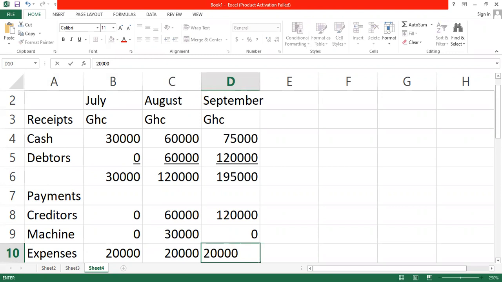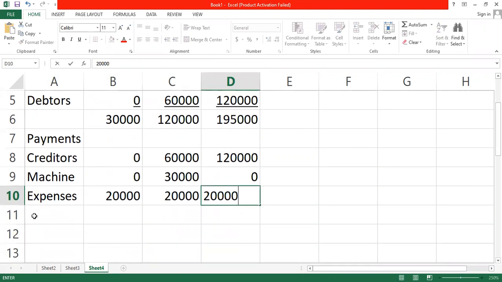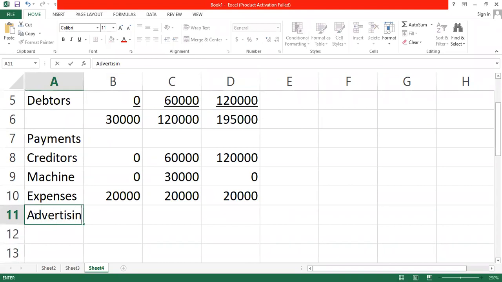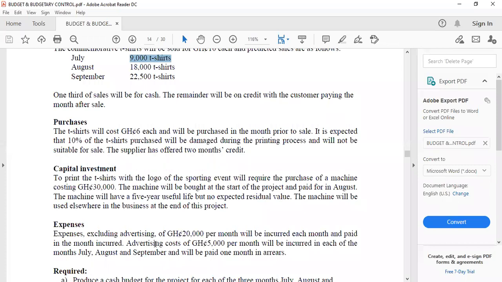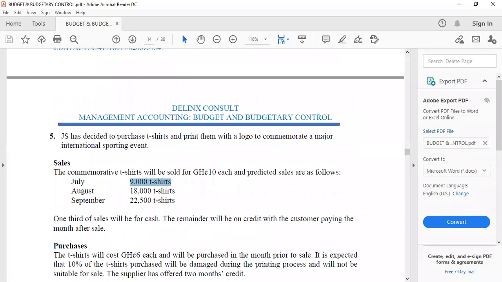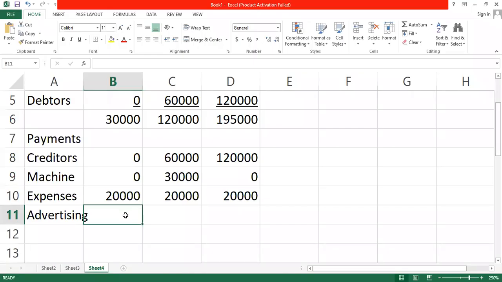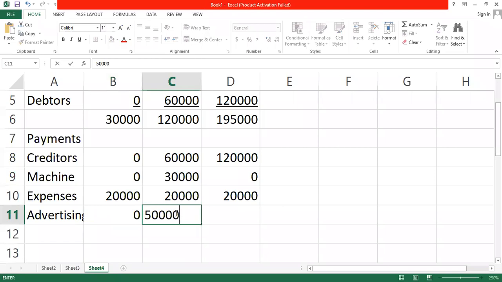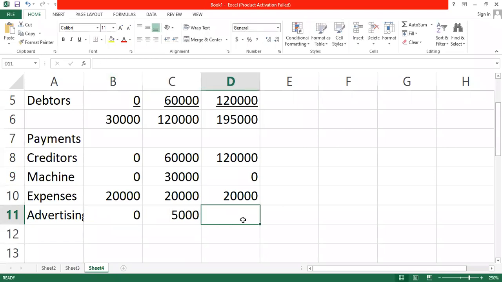So the next expense will be advertising. Let's read that about advertising. Advertising cost of 5,000 per month will be incurred in each of the months July, August, and September. It will be paid 1 month in arrears. So it means that in July we are not going to pay any amount, but July's money will be paid in August, and August's will be paid in September.